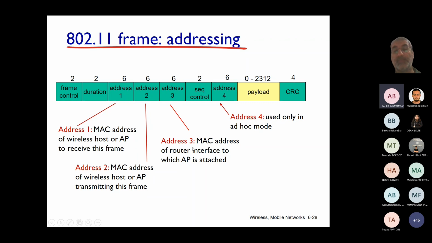Address 3 is allocated for the MAC address of the router interface to which the AP is attached. And address 4 is used only in ad hoc mode. And then we have some fields such as CRC. If you guys remember, these fields are used for bit error detection and correction.